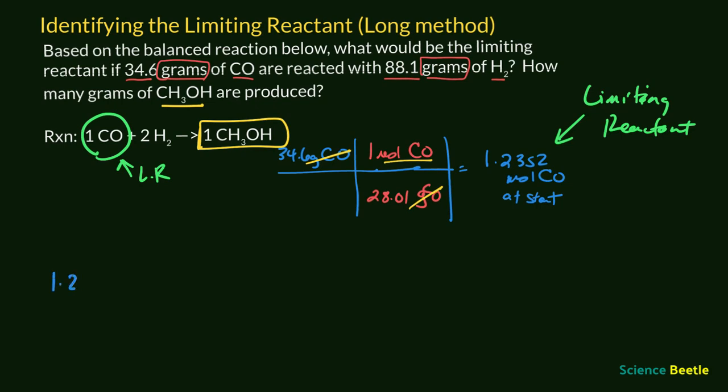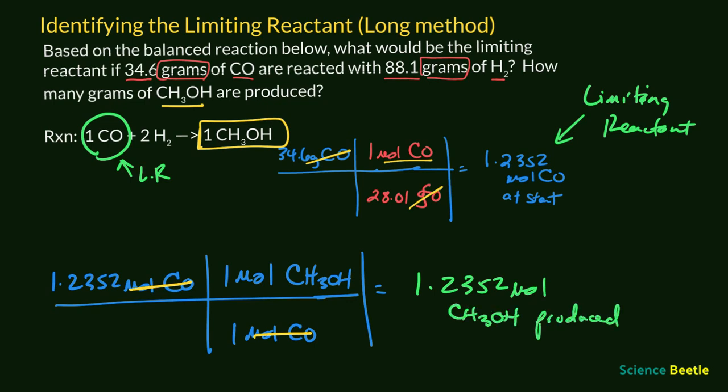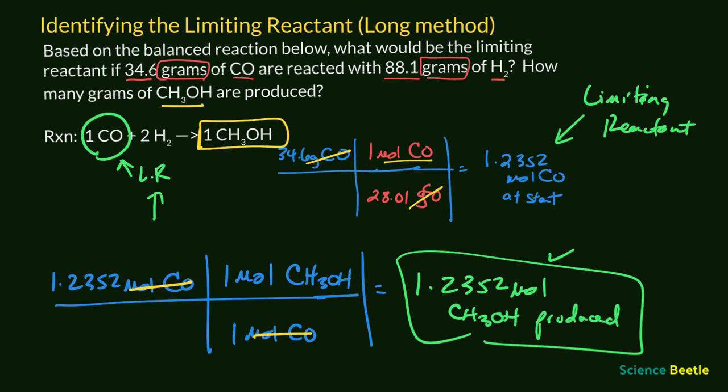The limiting reactant, 1.2352 moles of carbon monoxide. We're going to use the ratios between these two compounds, the limiting and the product that we're looking for. So for every 1 mole of carbon monoxide, that's going to be producing 1 mole of the CH3OH. Okay. Notice here, moles of carbon monoxide cancel, and so what you're going to end up with here is the final answer of 1.2352 moles of CH3OH produced. Okay. And so that would be your answer there, and then this would be the other answer here at the very top. Carbon monoxide's limiting.